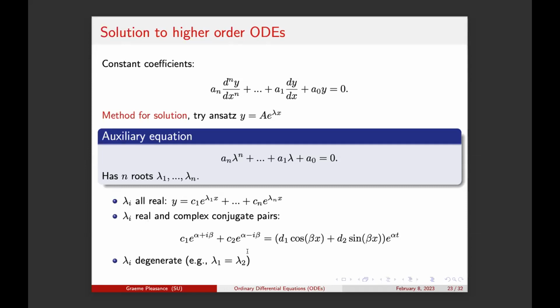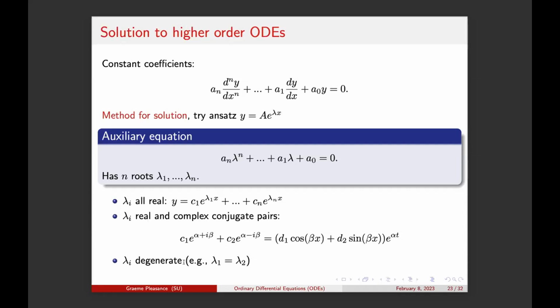In the case where some of these lambdas are degenerate, so that's in cases where some of the lambdas are equal to each other, then the solution that we have to obtain is slightly more complicated. So I'll go into this a bit later on in the lecture.